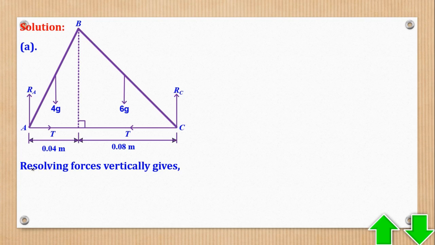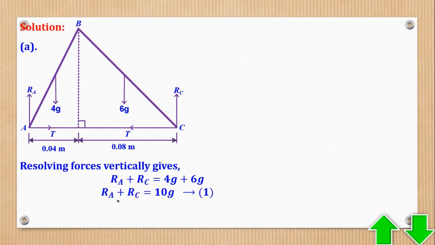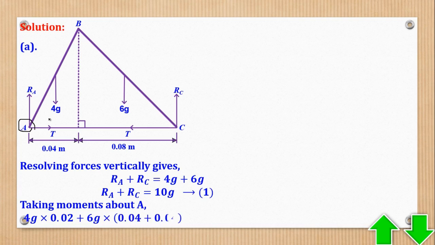So we are going to resolve forces vertically. So vertically, realize that upward forces are equal to downward forces. So this and this are upward, then this and this are downwards, meaning that this sum is equal to this sum. Therefore, RA plus RC is equal to 4g plus 6g. When I simplify, I'll come up with that equation, RA plus RC being equal to 10g. What about taking moments about A? So when I take moments about A for the whole system, I'll come up with that statement.